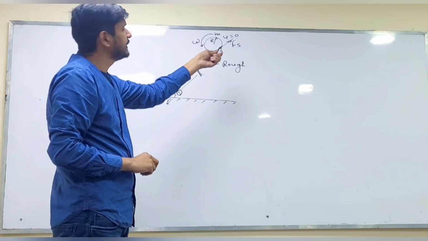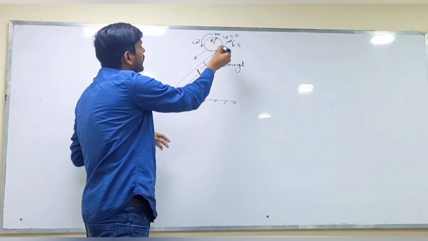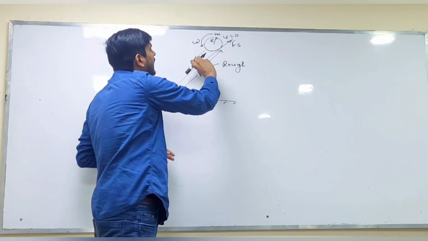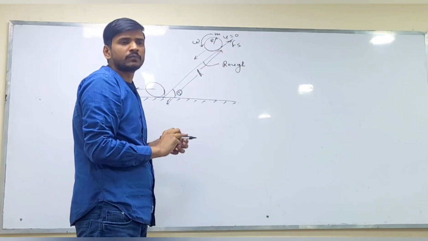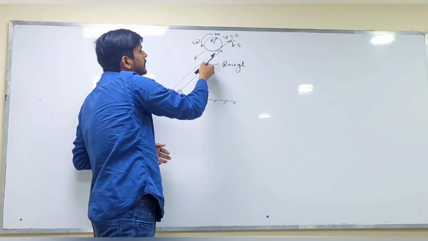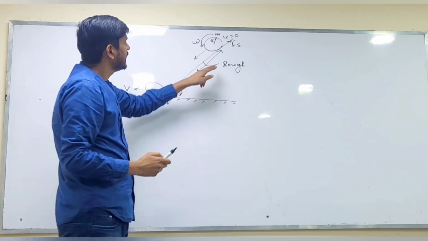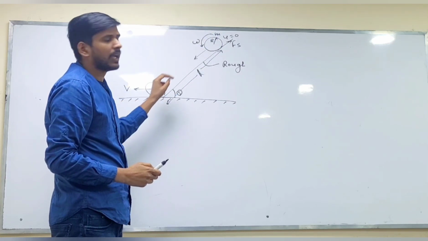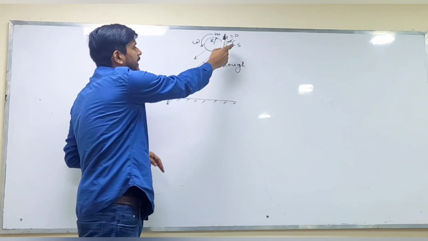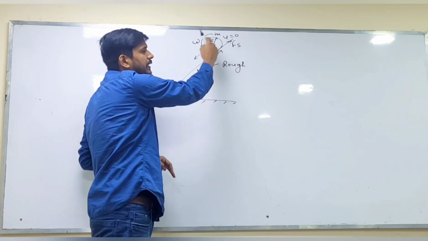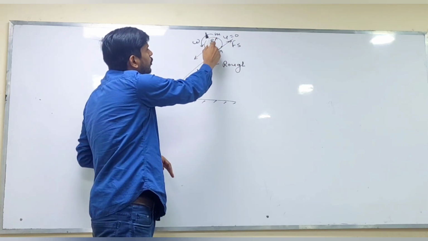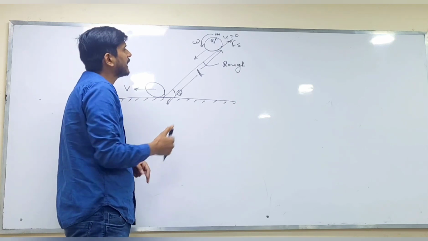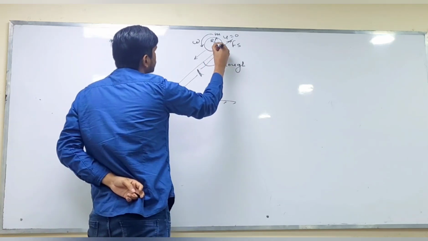Body is rotating in this direction. This means it is getting alpha in this direction, and alpha is in this direction. This means torque will act in the upward direction. This torque will rotate the body. If there is no friction, the body will just slide on the surface. Due to friction, the body will rotate. If there is no friction, the body will not rotate. To rotate the body, friction acts upward along the inclined plane.